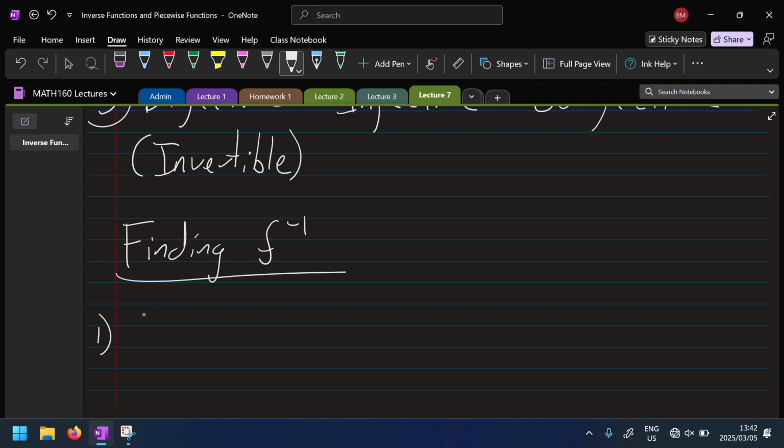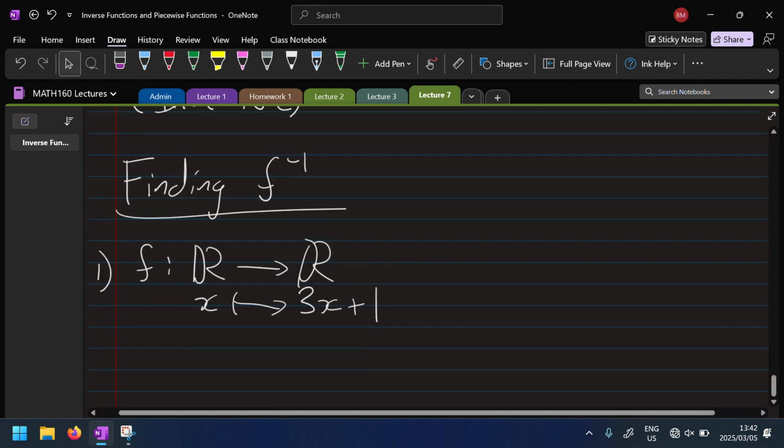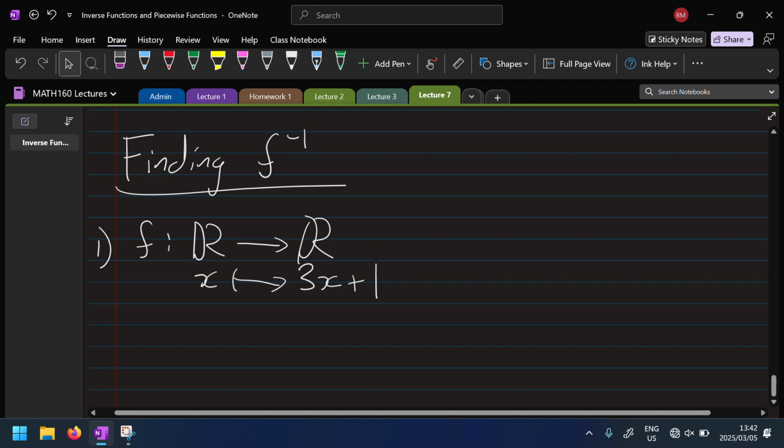So number one, let's write it out fully. So F goes from real numbers to real numbers. X gets mapped to 3x plus 1. Okay, so let's go through it quickly to check if it is injective and surjective.